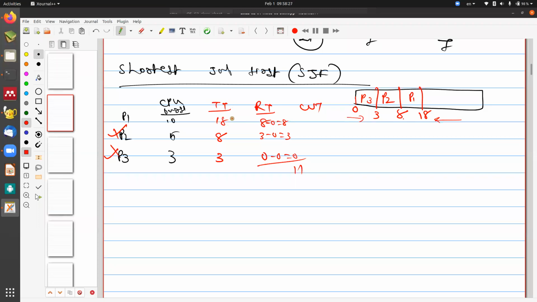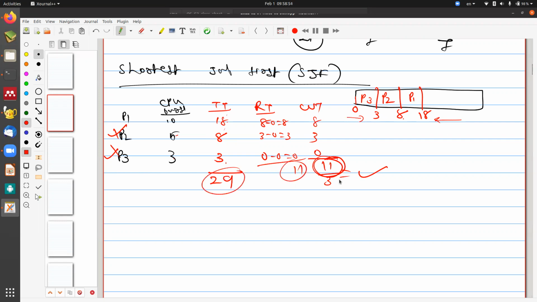So 8, 3, 0 makes 11. What is the waiting time? Total turnaround time minus execution time. So 18 minus 10 is 8, 8 minus 5 is 3, 3 minus 3 becomes 0. Total is 11, so the average waiting time is 11 by 3. Here the turnaround total is 18 plus 8 plus 3, which is 29.